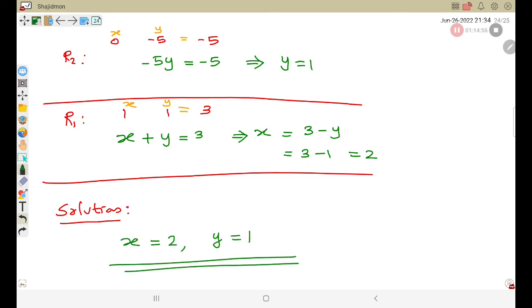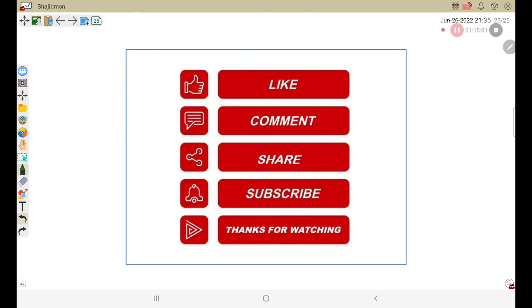That is the solution. So I hope you understood the Gaussian elimination method with backward substitution, how to do the calculation. So practice more questions. You can practice more questions from this section.